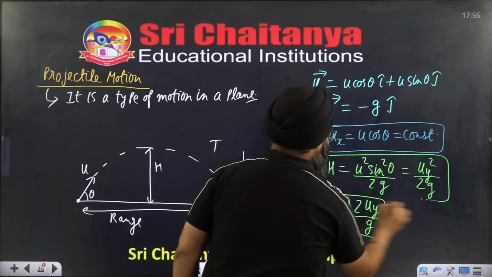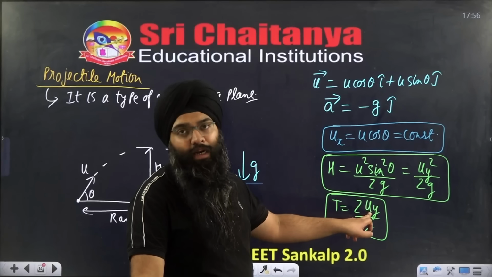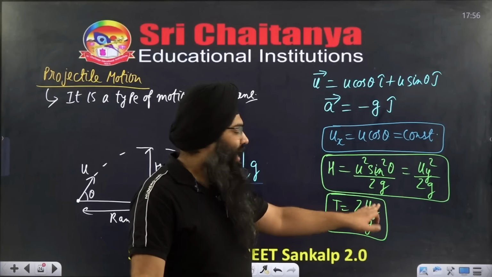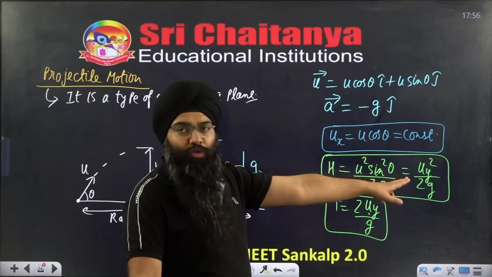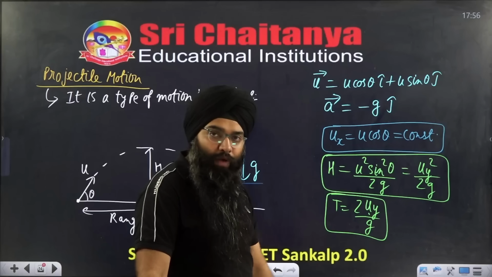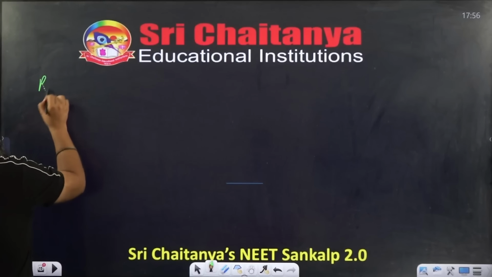Maximum height will be uy square by 2g. I remember generally all these formulas in terms of the vertical component of the velocity, because they are exactly similar to the motion under gravity formulas. So height is equal to uy square by 2g. Time of flight is equal to 2uy by g. Next, they will ask you range.